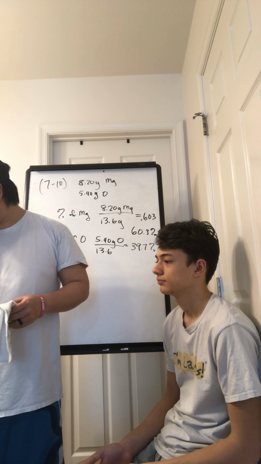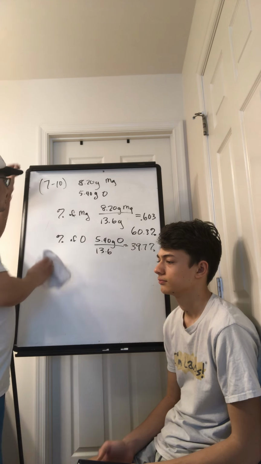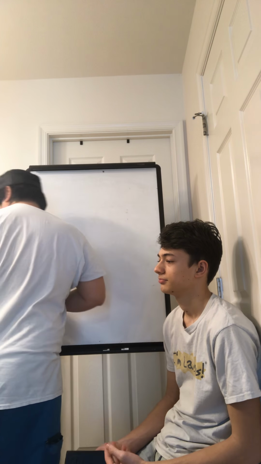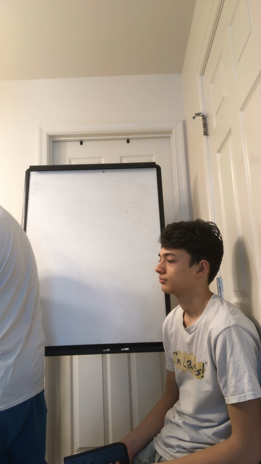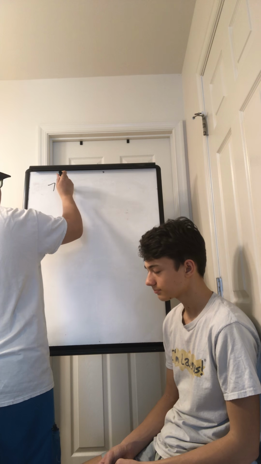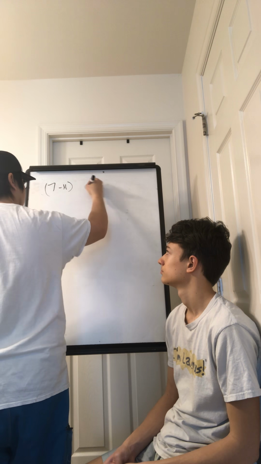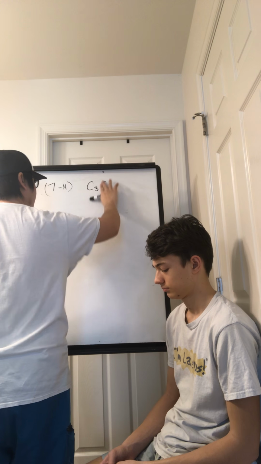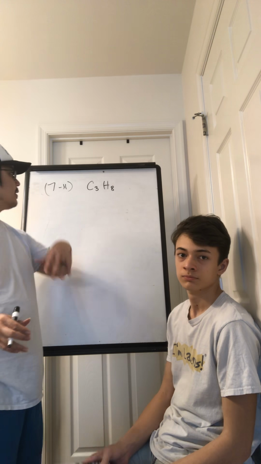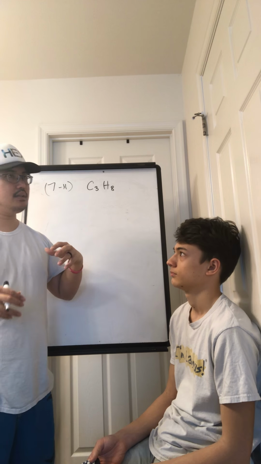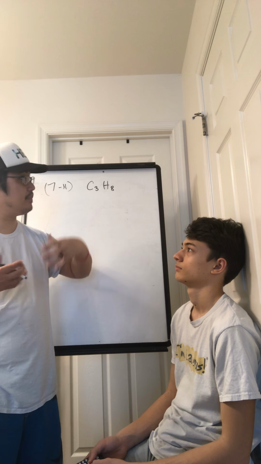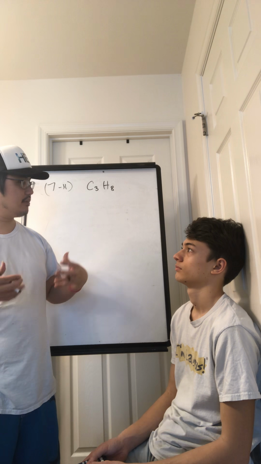Calculate the percent composition of propane. I like this problem. All right, this is 7-11. You ready? First of all, you need to know the chemical formula of propane, which is C3H8. Now I got a question for you before we start. Is the percent of carbon going to be bigger or is the percent of hydrogen going to be bigger?